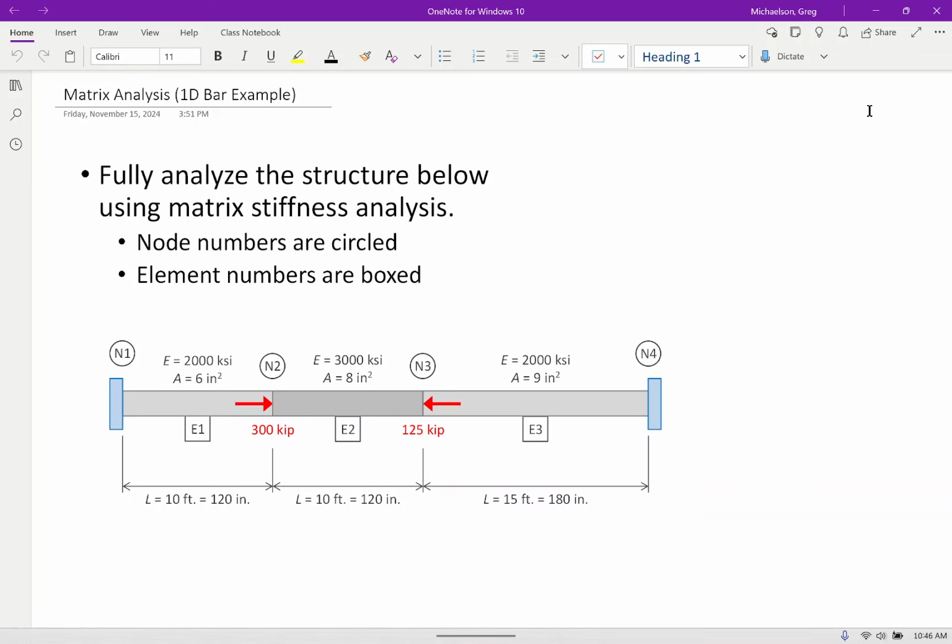Okay, so I have a structure, which by the way is indeterminate. If you look at the forces in the x direction, you have two reactions, but only one equation of equilibrium. So it is indeterminate. And I want to see if we can solve this using matrix analysis. Okay, so a couple observations before we actually start jumping into this.